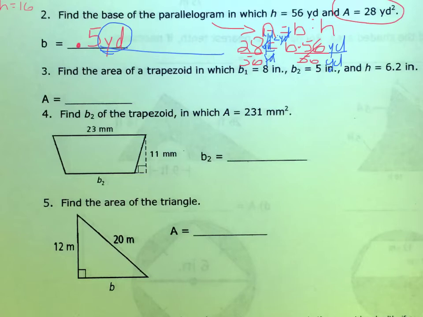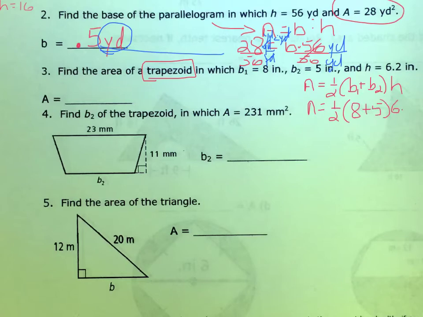Now problem number 3, you just have to plug the numbers into the formula. Area for the trapezoid is A equals 1/2 base 1 plus base 2 times the height. Just plug in the numbers. So what is the answer for the sum of the two bases? 8 plus 5. That's 13. Okay. So you can just put that into the calculator. 1/2 times 13 times 6.2.